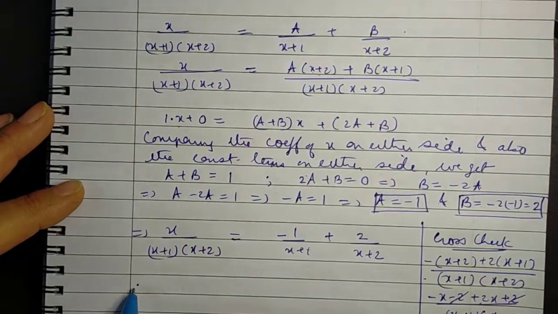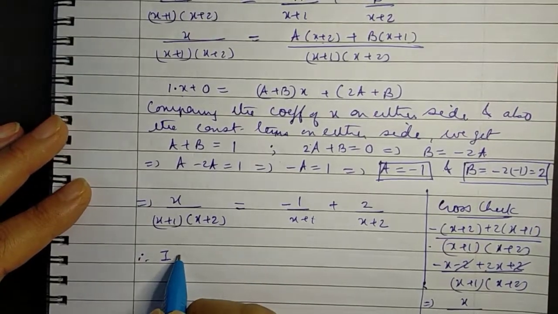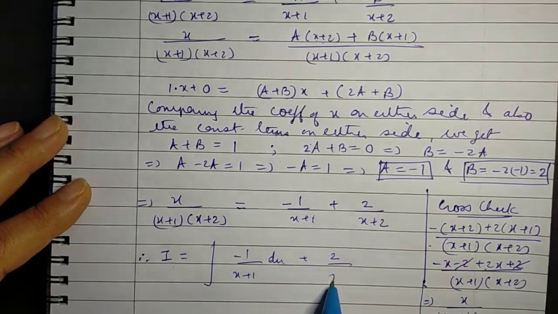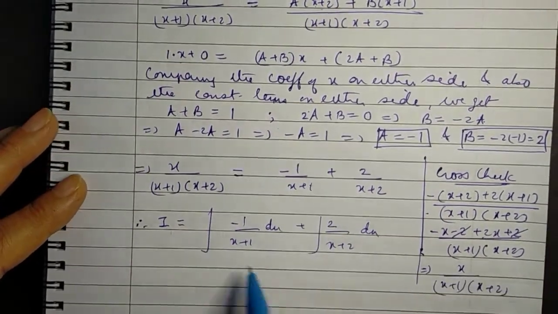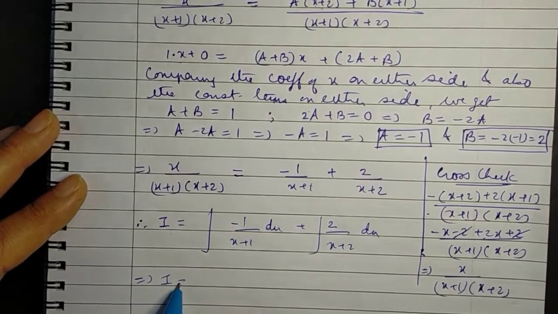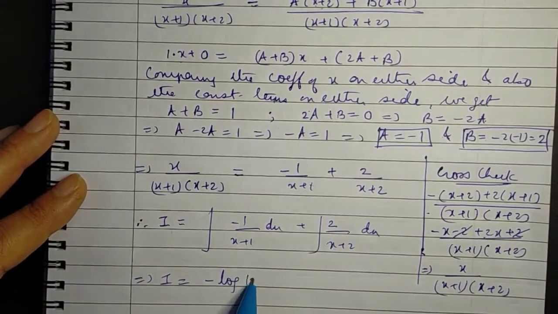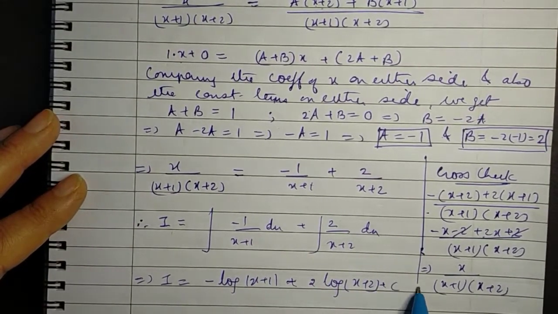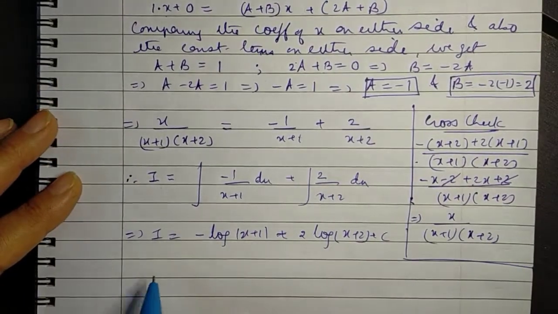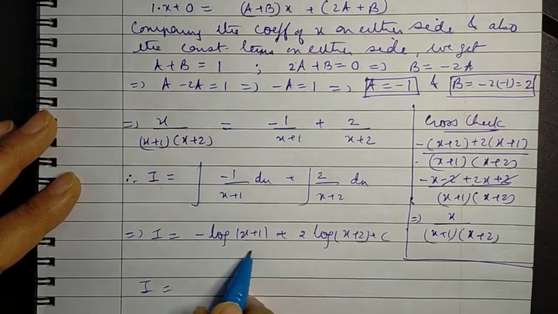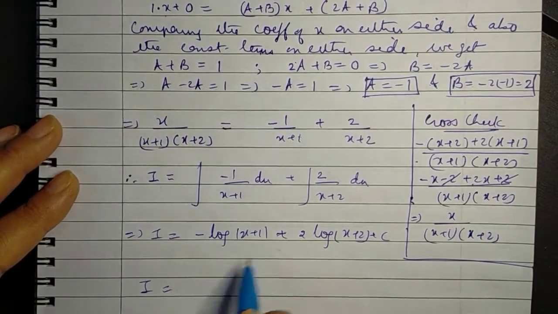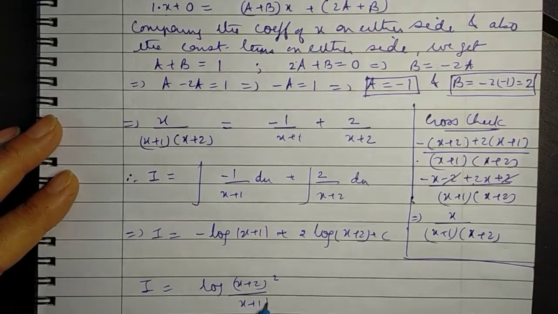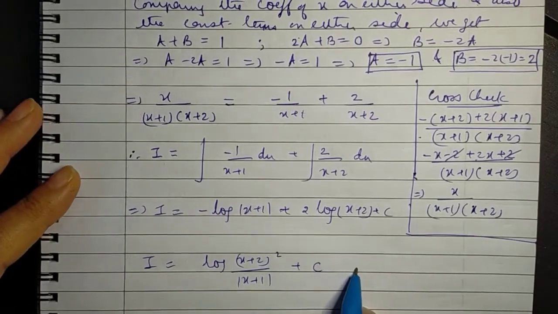Okay, so now the integral becomes minus 1 over x plus 1 dx plus 2 over x plus 2 dx, and now we know the integrals of both. This gives us minus log of x plus 1 plus 2 log of x plus 2 plus a constant, and this can be further written, combining these two, as log of (x plus 2) whole square over (x plus 1) plus a constant, which is the result.